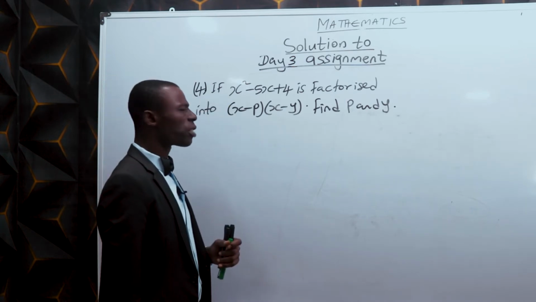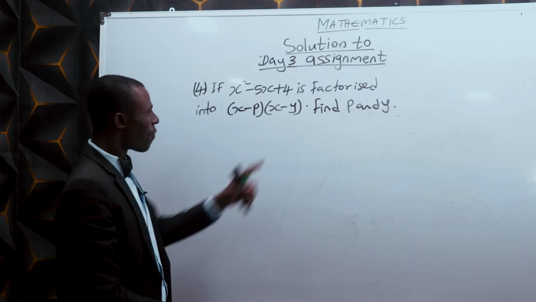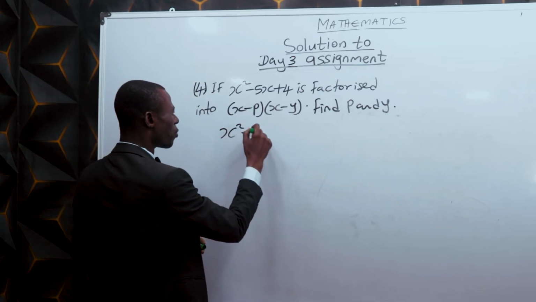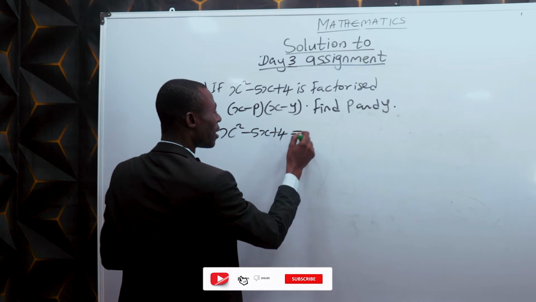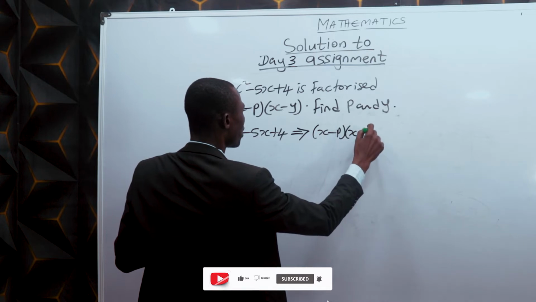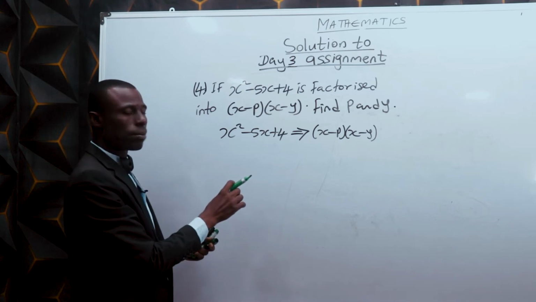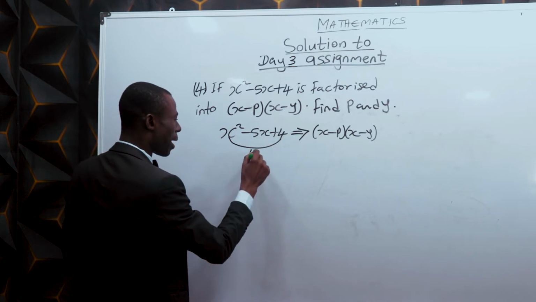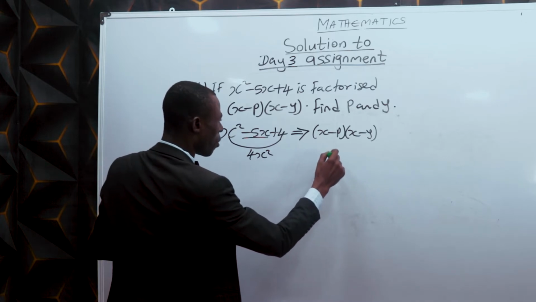If x² minus 5x plus 4 is factorized into this expression we see, find p and y. Simply, it means x² minus 5x plus 4. By the way, when it is factorized, it is equivalent to x minus p into x minus y. So let's try to factorize this. Factorizing this, we do the normal thing. x² times 4, we have 4x². We underline the middle term. So bringing 4 here.